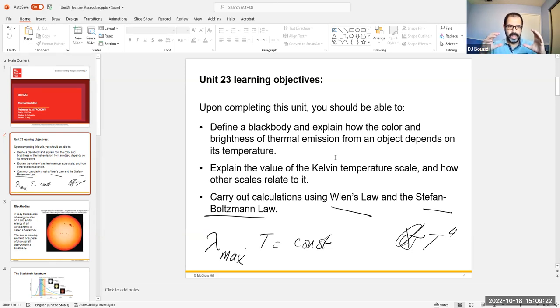The next unit. If you look at an object, like tonight when you go outside and look at the stars, you will see stars that are bluish in color, others that are reddish in color, and in between. The blue ones, because their lambda max is in the blue range, and the blue range is actually shorter wavelengths than the reddish ones, their temperatures are higher. So they have higher temperature than that of the reddish stars.